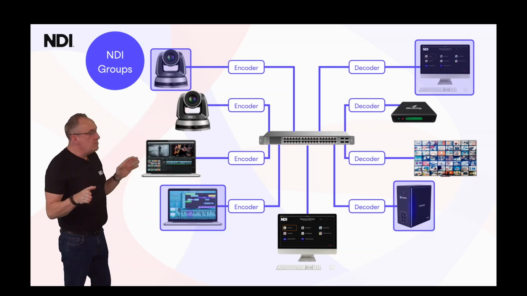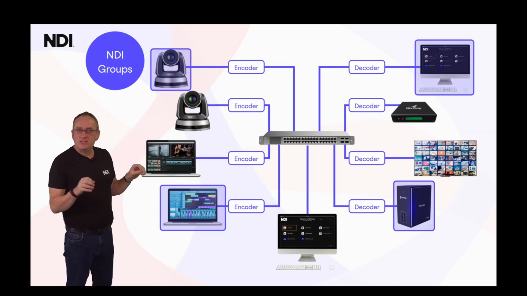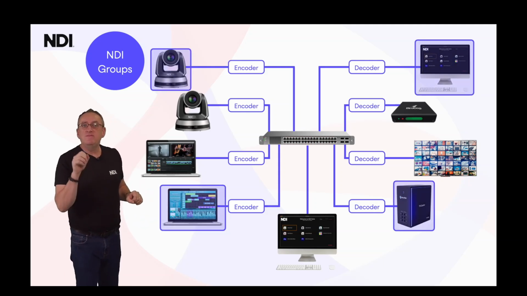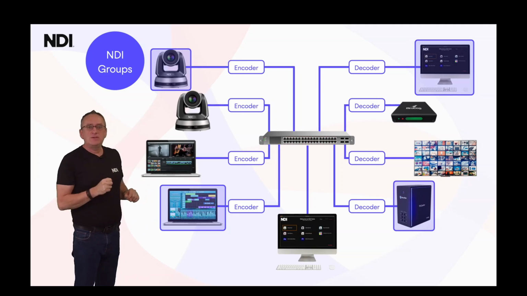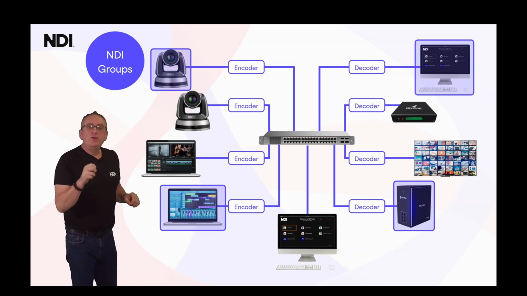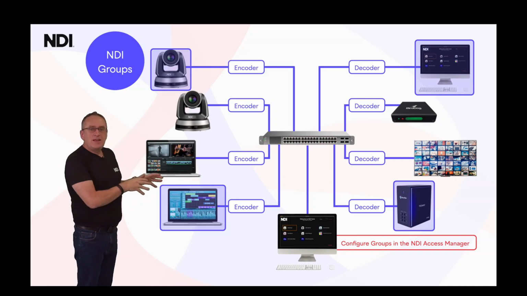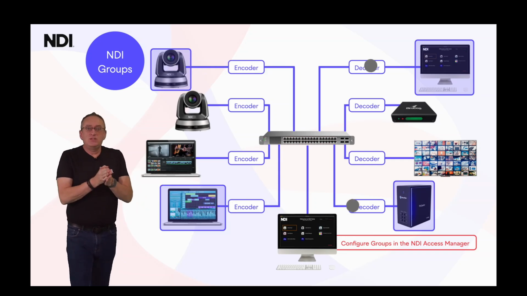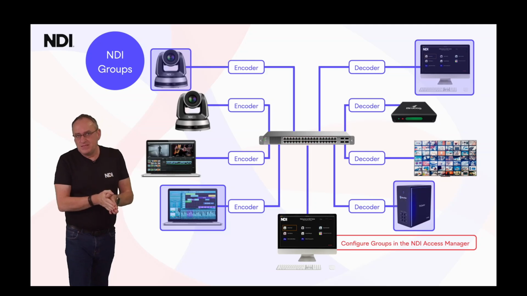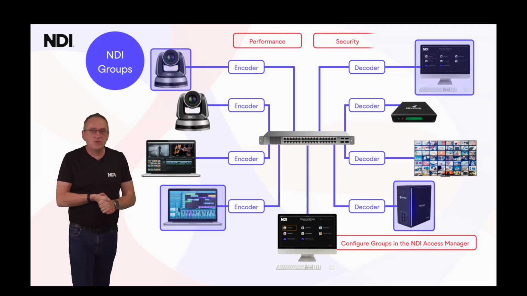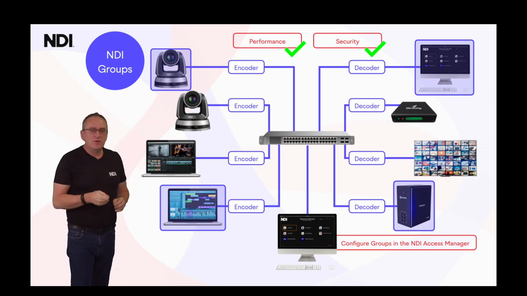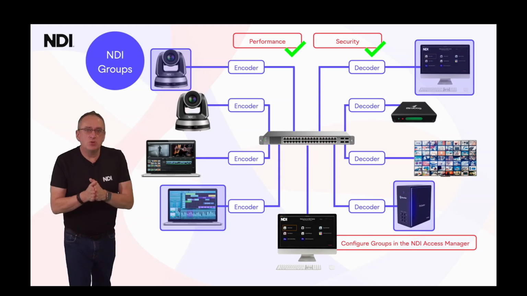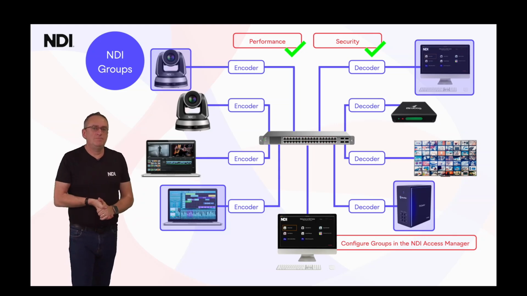For example, you might have multiple NDI devices on the same network, but you only want certain devices to be visible to specific receivers. By configuring groups in the NDI Access Manager, you can ensure that only relevant streams are visible to the devices that need them. This improves both performance and security, and it's especially useful in larger deployments where managing stream visibility becomes a crucial part of your network design.